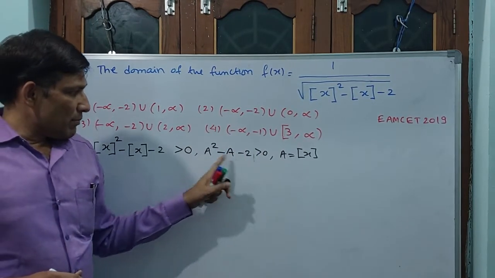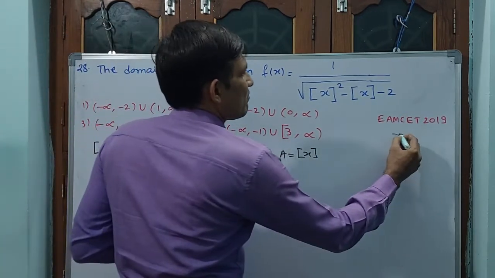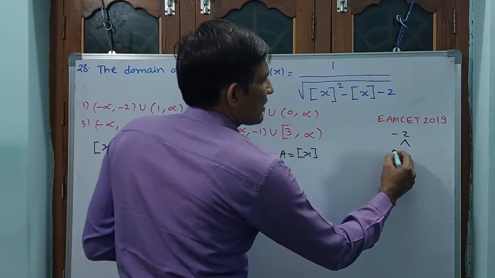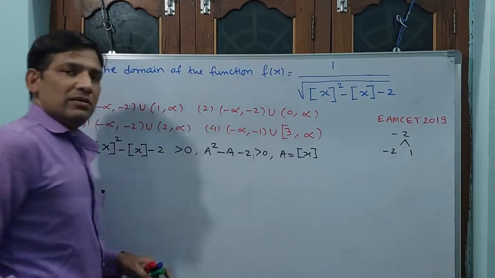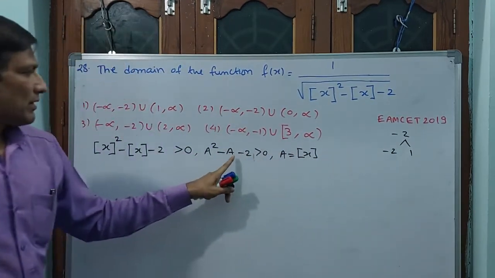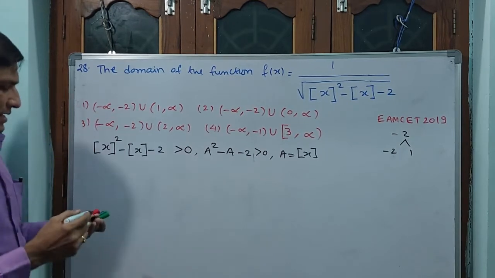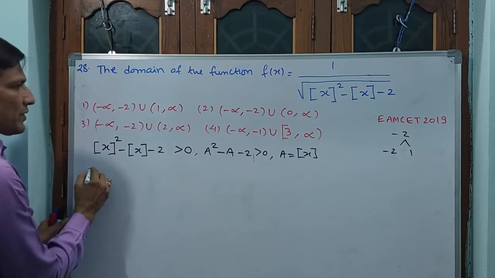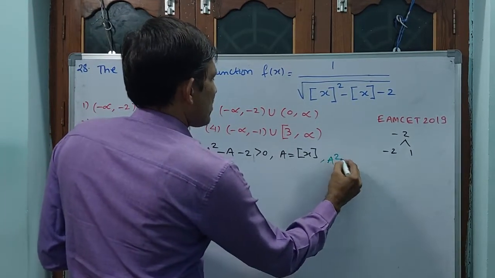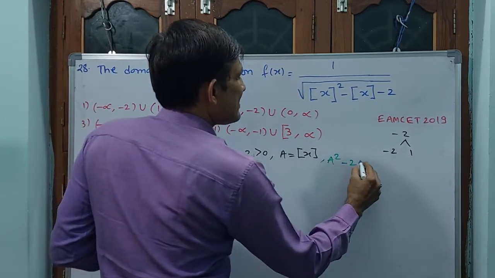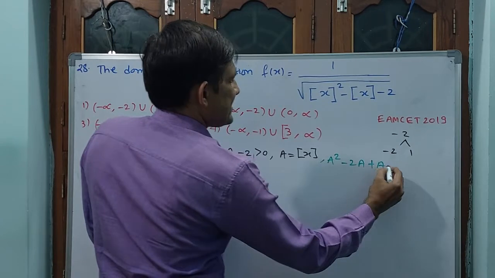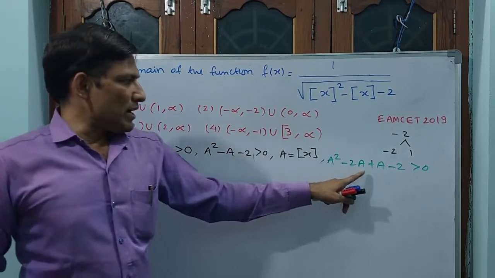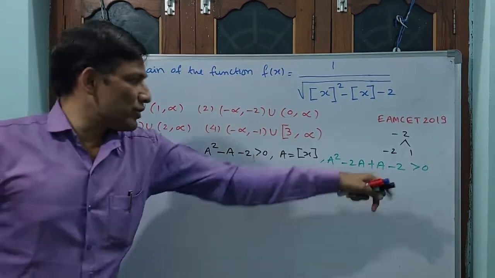See here, minus 2 is factor. You see what I am doing? Minus 2 you bring factors. See 2 into minus 1 or minus 2 into 1 is minus 2. Minus 2 plus 1 is minus 1, minus a. Like that you have to take it. See what I am doing. A square is there now. See what I am writing. A square minus 2a plus a minus 2 should be greater than 0. A square minus 2a plus a means minus a. Now you take common a.